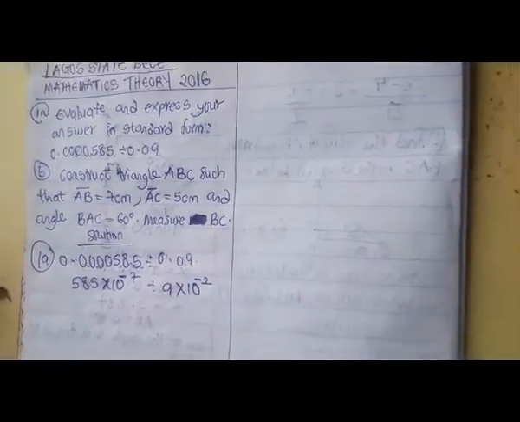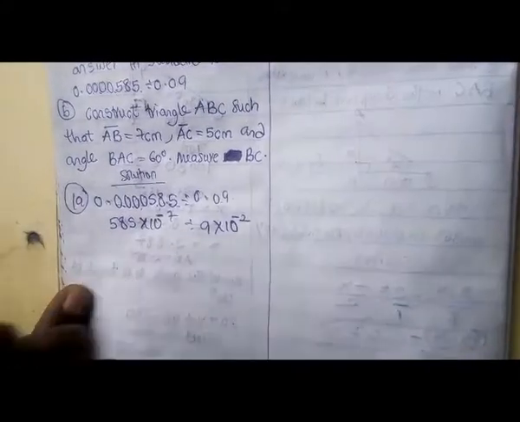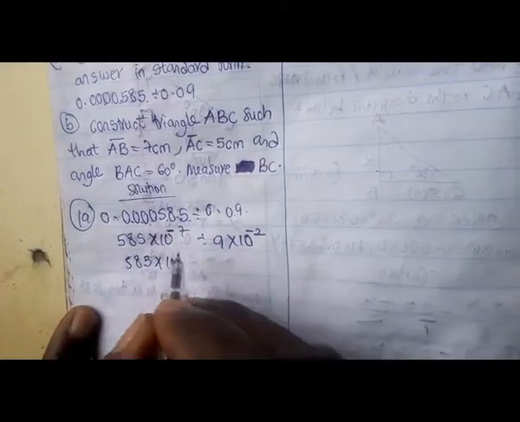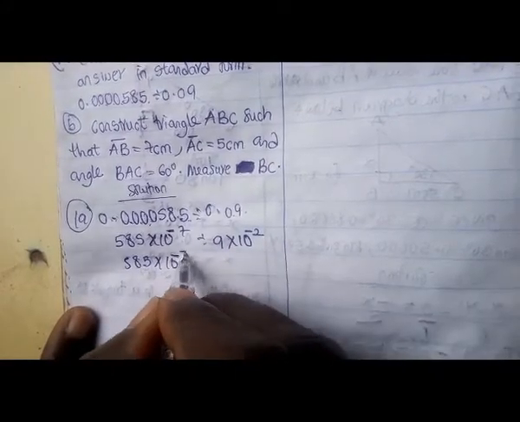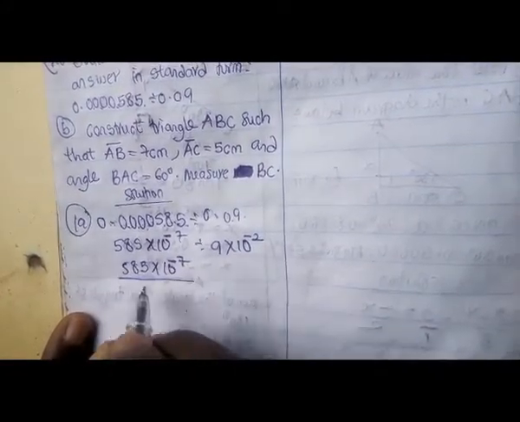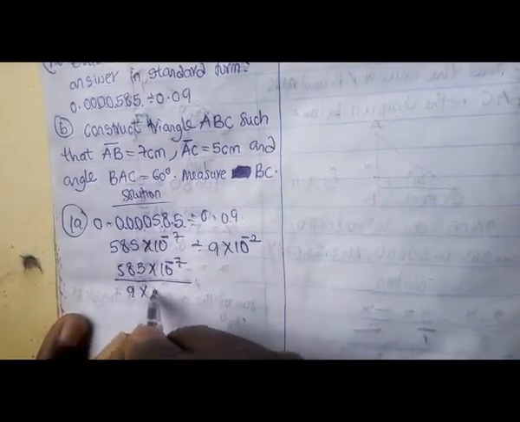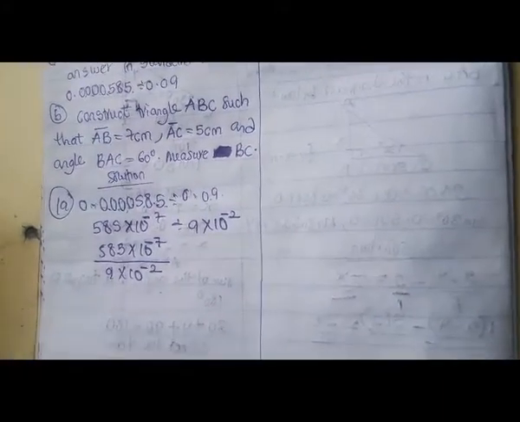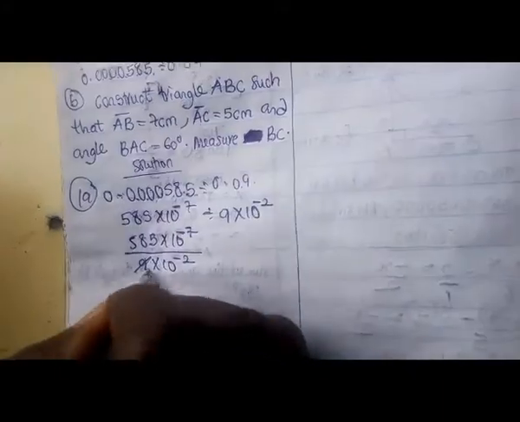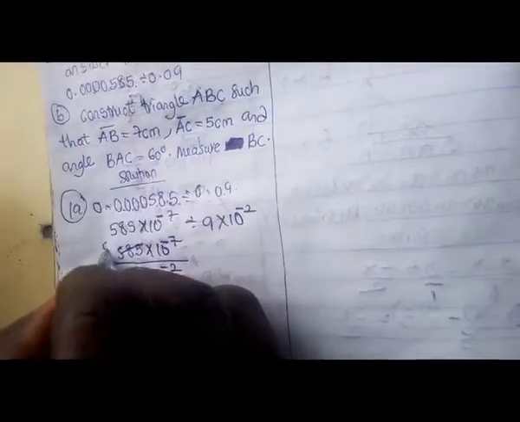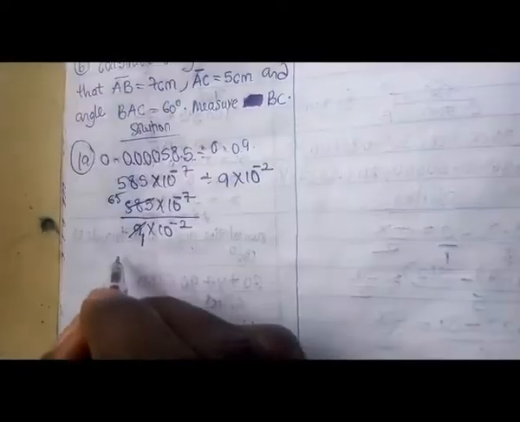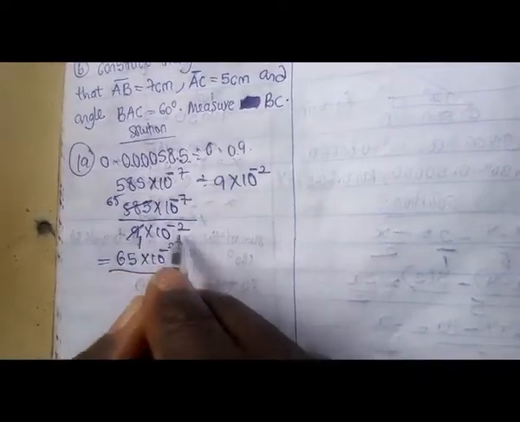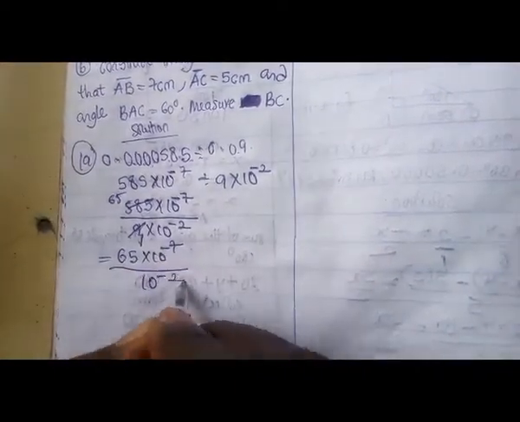So let's now write it very well. Let me write it like this: 585 times 10 raised to power minus 7 divided by 9 times 10 raised to power minus 2. So let's divide. 9 in 585 is 65. So we now have 65 times 10 raised to power minus 7 over 1 times 10 raised to power minus 2, which is 10 raised to power minus 2.